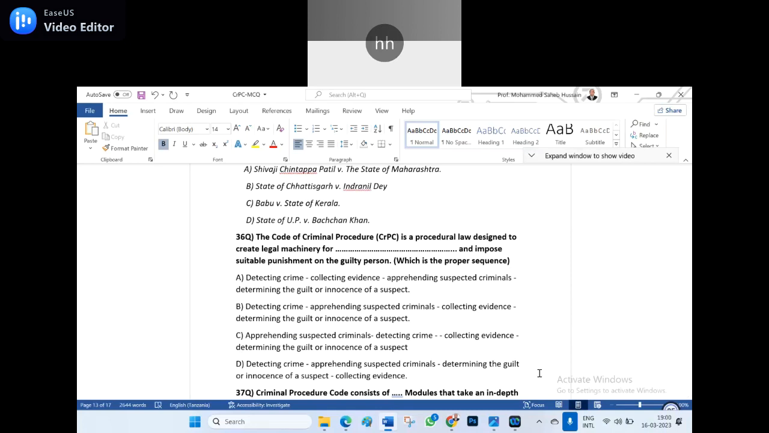Proper sequence. Option B, sir. Repeat. Option B. Detecting the crime, apprehending suspected criminals, collecting evidence, determining the guilt or innocence of a suspect. Wrong. Sir, answer D. B for Bombay. D for Delhi. The right answer is B.